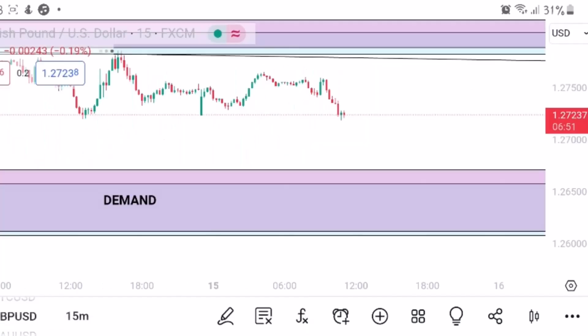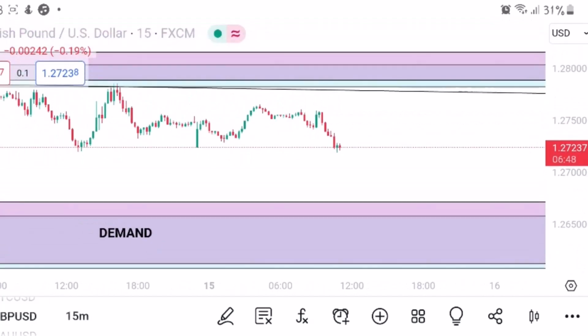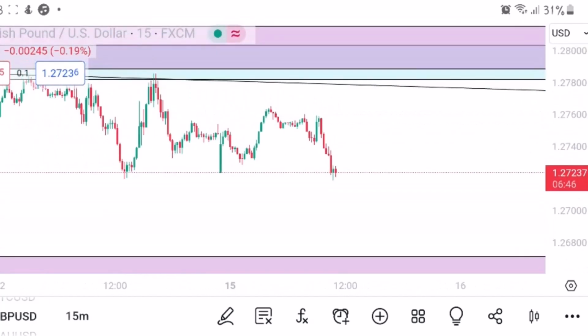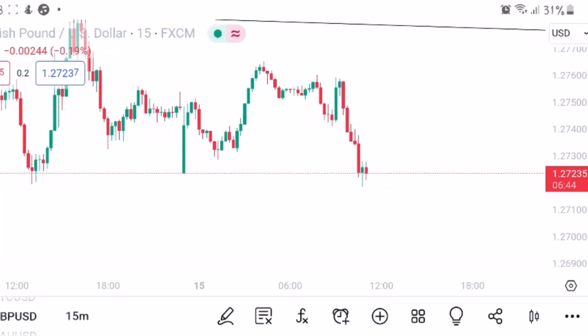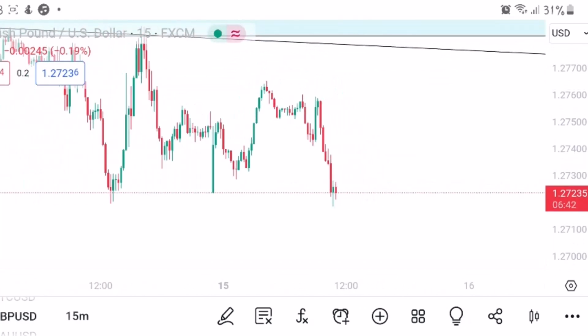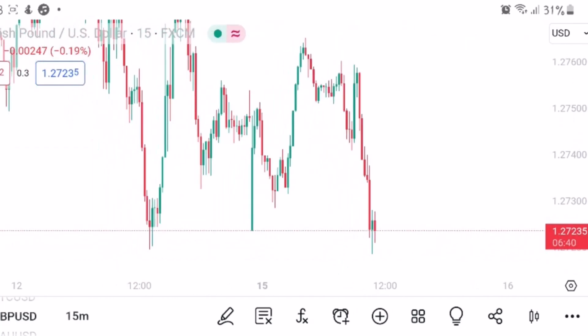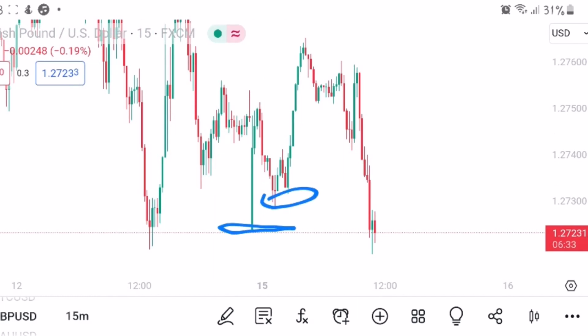Then I'll wait for price to make it back, because there is a break of structure that I'm seeing on the 15-minute time frame right now. As you can see, there's a break of structure. This level here was taken out. This whole level here was taken out. This one too was taken out.